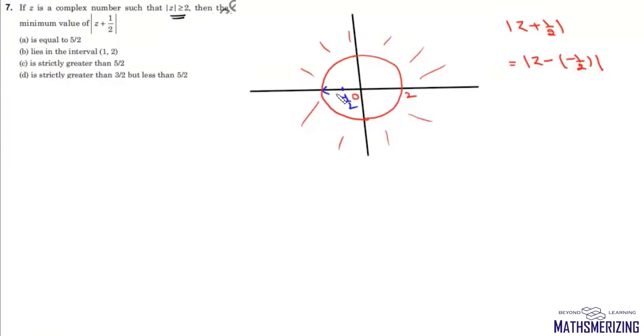So the minimum distance will be this distance. So the minimum value of mod z plus 1 by 2 will be this 2 minus 1 by 2, and it will be nothing but 3 by 2. So this minimum value will lie in the interval 1, 2, and that's your option B.